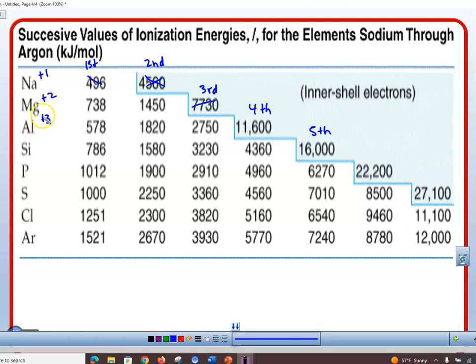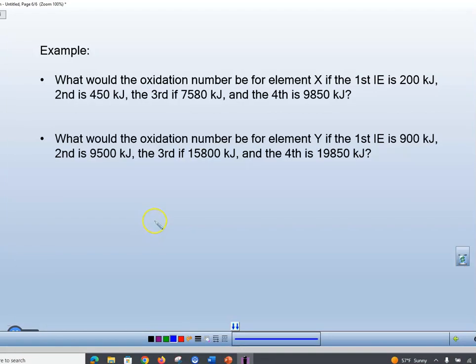So that's how we use ionization energies. We see where there's a large jump in the value, and we can predict the oxidation number of the cation. We can't predict anions. There's another trend for anions. Let's look at some examples. I'm not going to actually give you a real element because it's very easy now to just look on the periodic table and see what the oxidation number is. So on your test, I'll just give you a mysterious element X or element Y and see if you can predict the oxidation number.